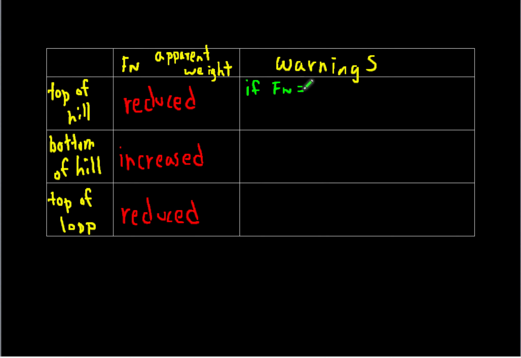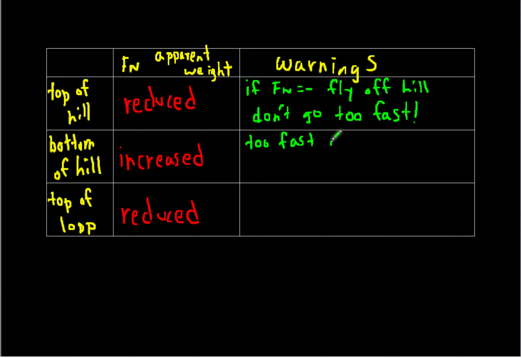For the top of the hill, if Fn is negative, the car will fly off the hill. In other words, don't go too fast. There's a maximum velocity, and don't go over that maximum velocity or you'll fly off the hill.